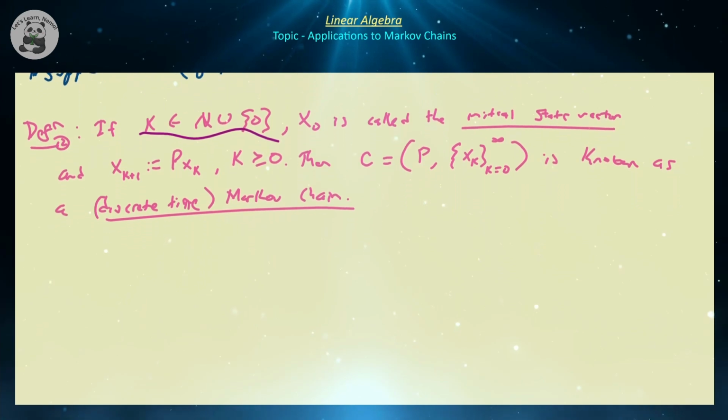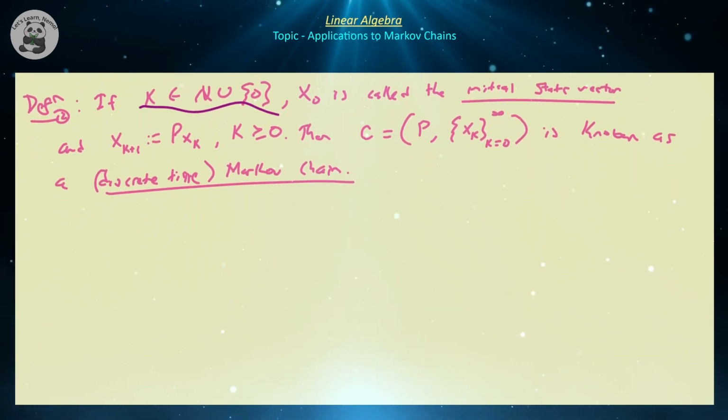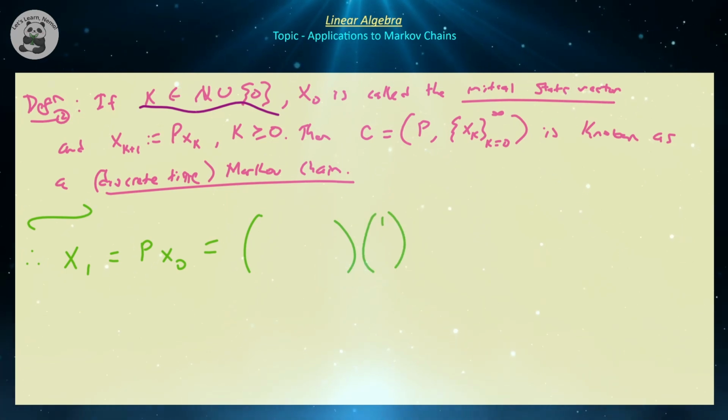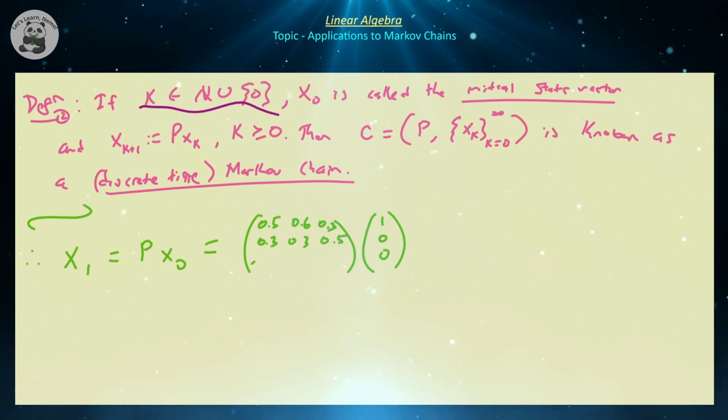So what exactly are we going to do with this? We know where we start, and we know the probability of transitioning from each of the states to the next state. So let's look at what x1 would be from this definition. So x1 by definition would be equal to P times x0. So that's going to be equal to our probability matrix times 1, 0, 0. So let's recall what those values are. So 0.5, 0.6, 0.3, and then we have 0.3, 0.3, 0.5, and then 0.2, 0.1, and 0.2.